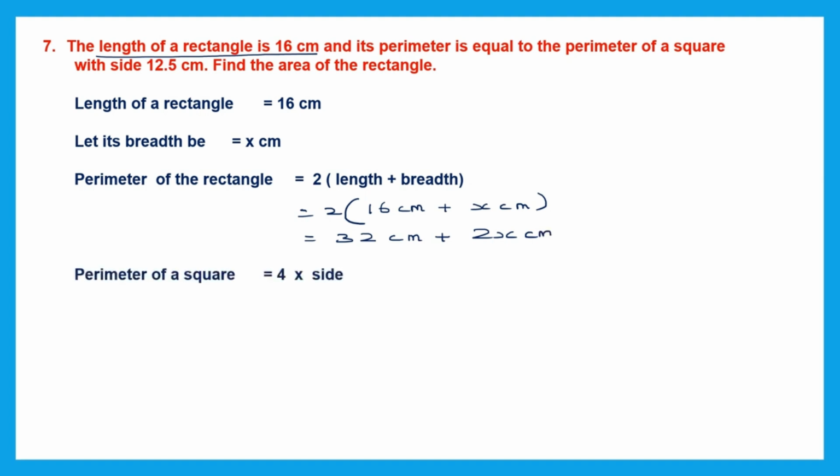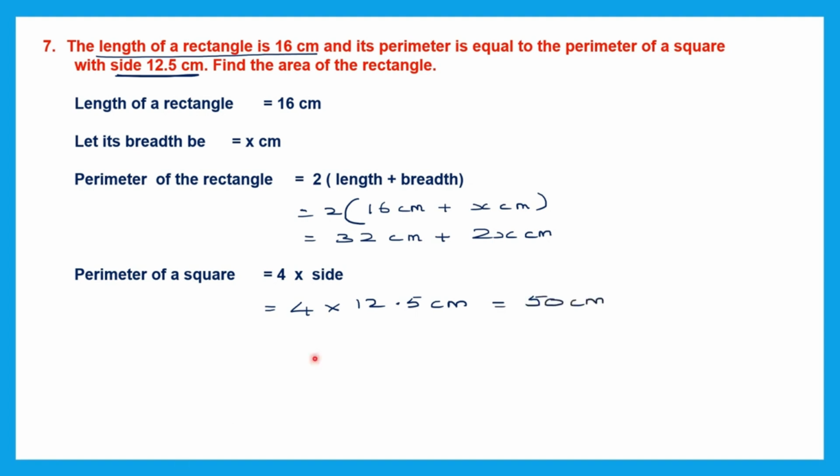Now we must find the perimeter of the square, and that is 4 into side. The value of side is given to us in the question. It is 12.5 centimeters. We have to multiply 4 into 12.5. And that is 50. So this is 50 centimeters.